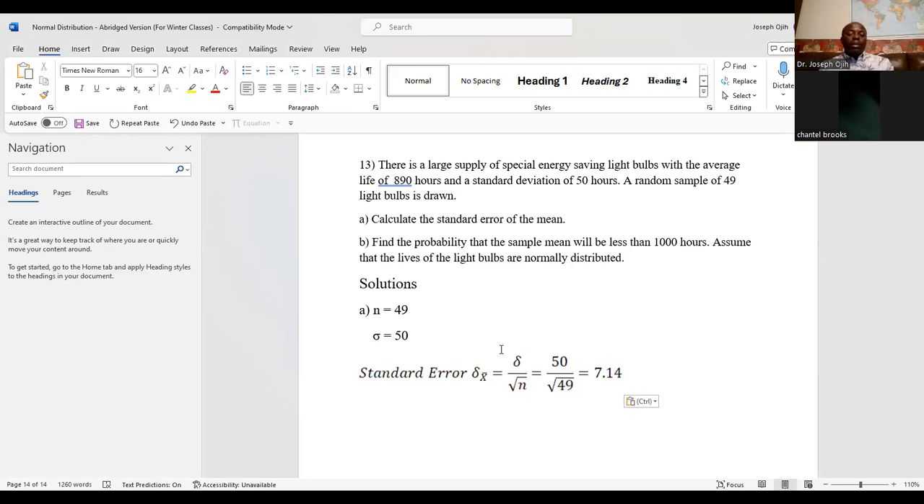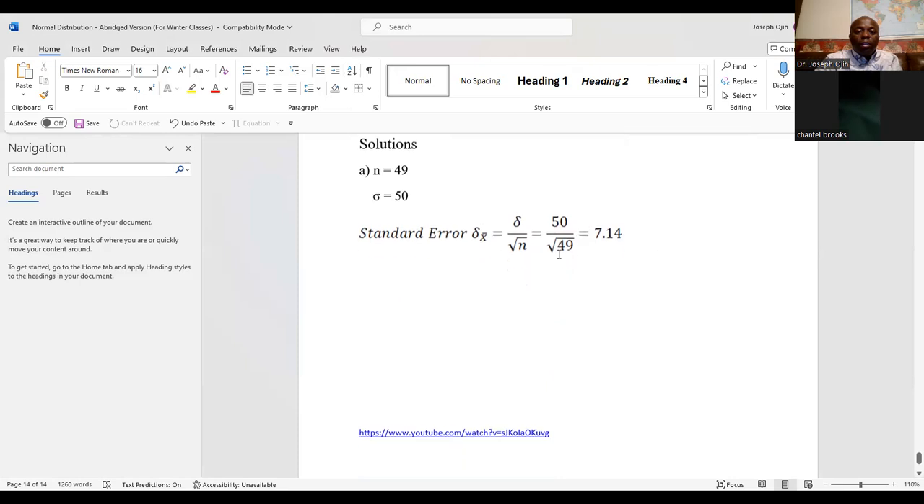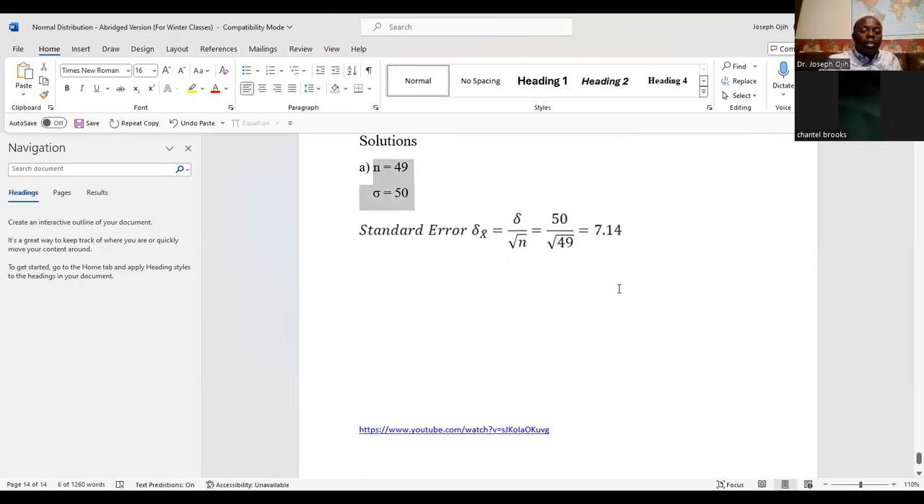Right. So now we can answer part B. Part B says find the probability that the sample mean will be less than 1,000 hours. So we get our n again, and let's get the summary statistics we are given. n is 49, standard deviation is 50.